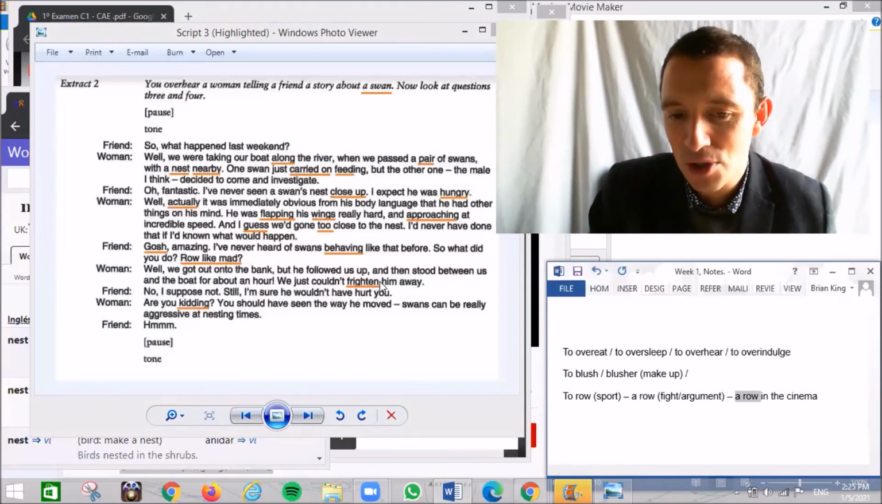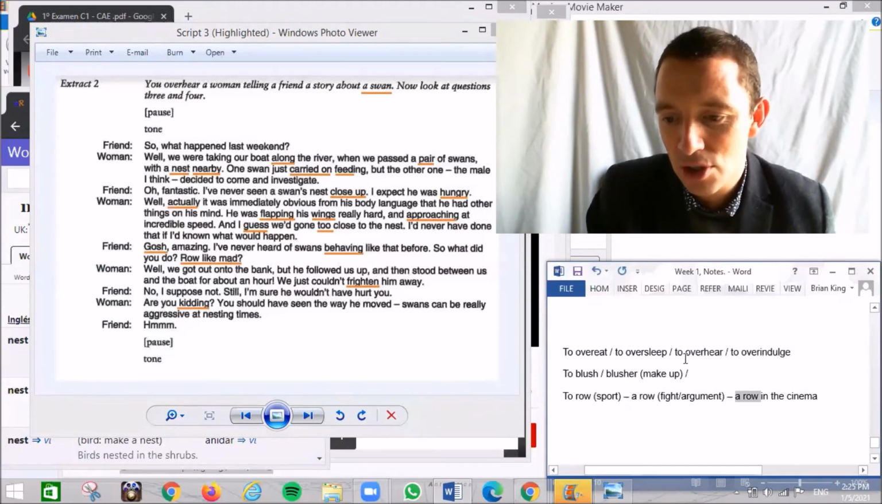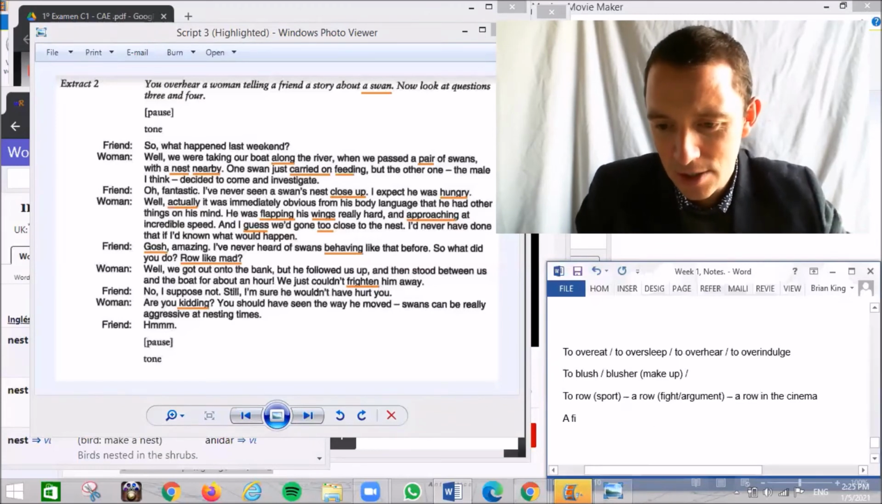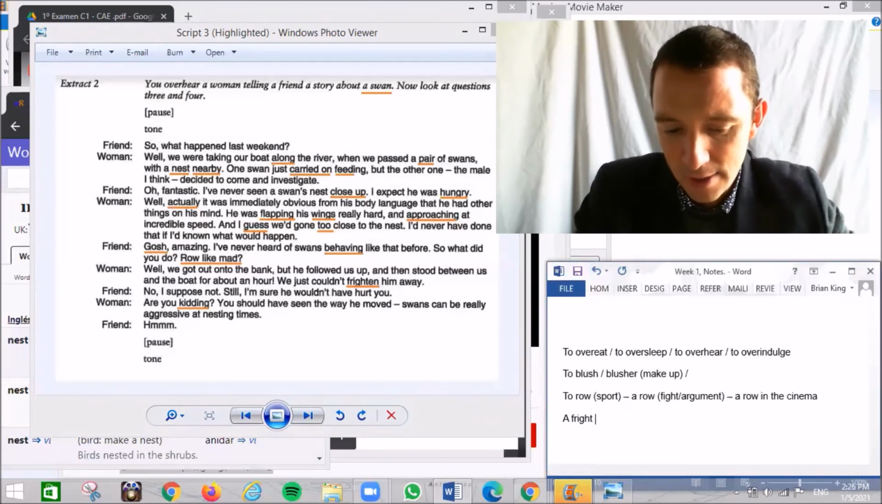Frighten is asustar, the verbo, to frighten him away. En, the suffix. The substantivo is a fright. So a fright is the substantive, and the verb is to frighten. So just very good vocabulary to remember.